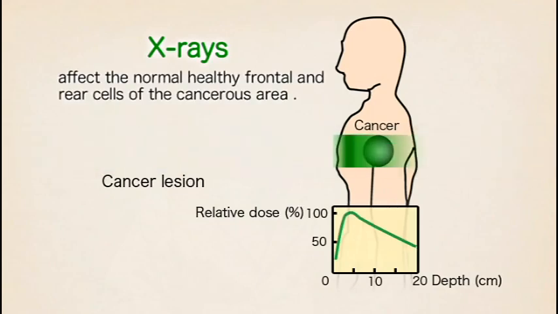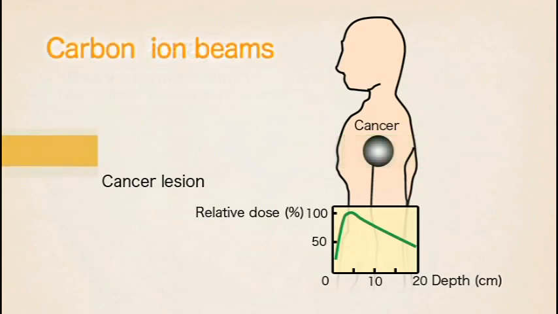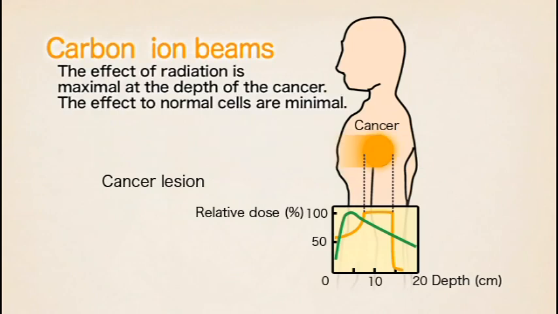When X-rays pass through the patient's body, X-rays affect a large area of healthy tissues. On the other hand, since the carbon ion beam's effect is maximal only at the cancer region, the damaging effect to the normal tissue is lower than X-rays.